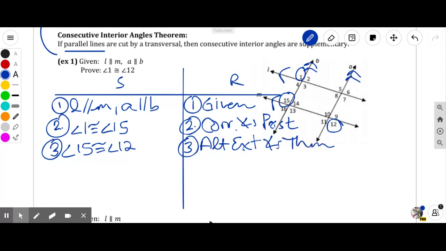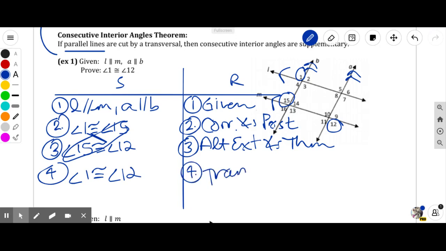You can abbreviate that a little bit. And then now we can do our proof statement, because notice how 1 and 12 are both equal to 15. So now angle 1 is congruent to, why do I keep forgetting my angle symbol? Angle 1 is congruent to angle 12. And that is by the transitive property of equality. Anytime two angles are equal to the same one, then they're equal to each other. So there's our first one.